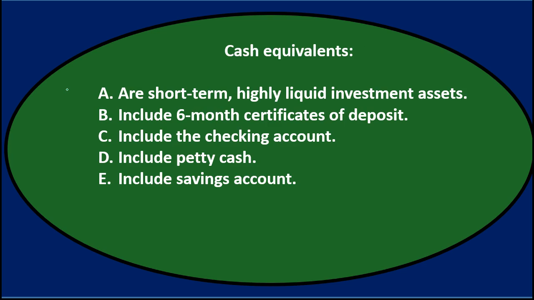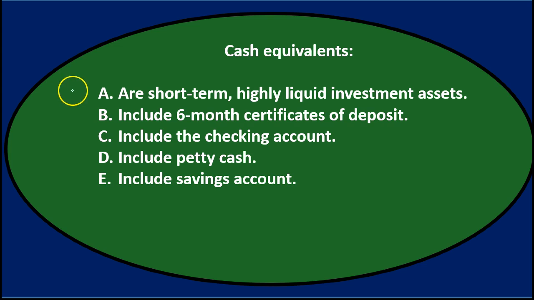Next question. Cash equivalents: A, are short-term, highly liquid investment assets. B, include 6-month certificates of deposit. C, include the checking account. D, include petty cash. Or E, include the savings account. So once again, if we read through this and use the process of elimination, we're going to say cash equivalents, either A, are short-term, highly liquid investment assets.